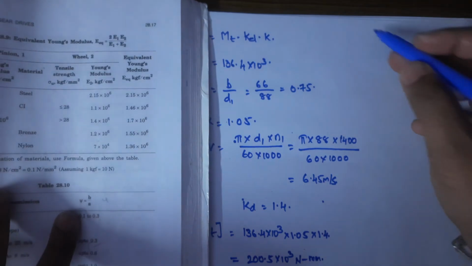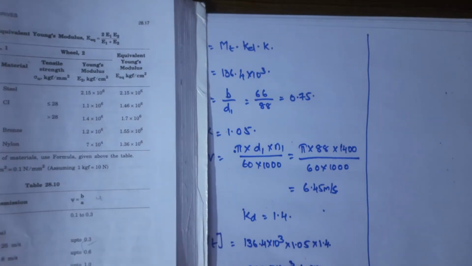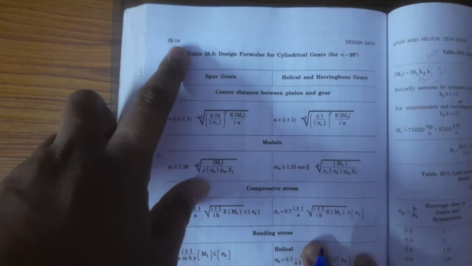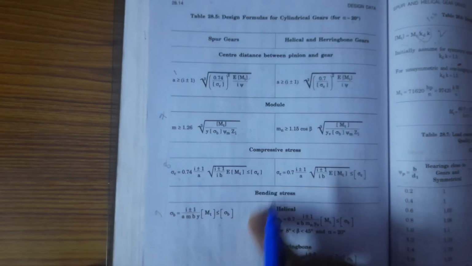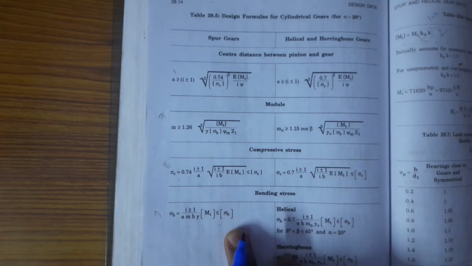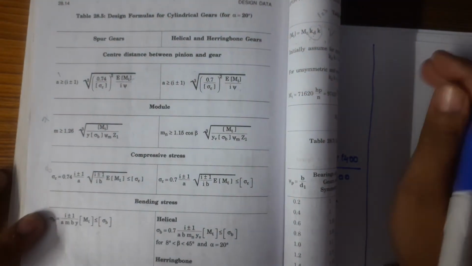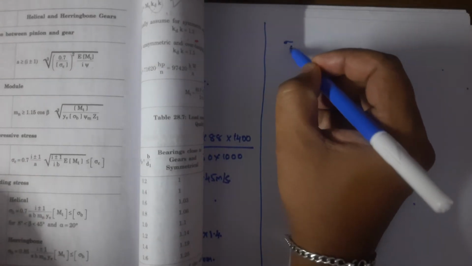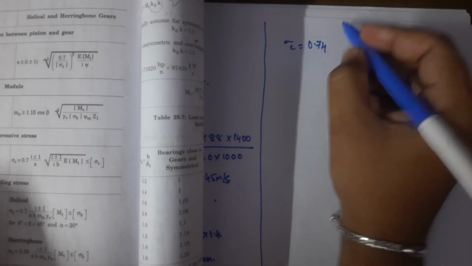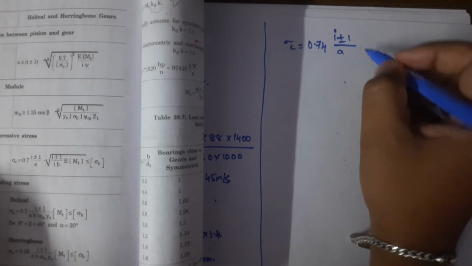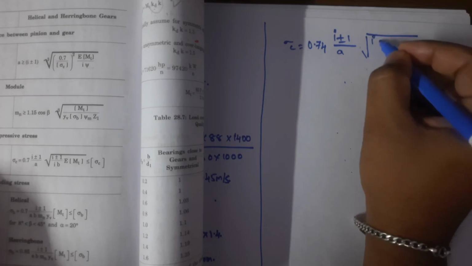Okay, so the next step is checking the induced compressive stress and bending stress. The induced compressive stress and bending stress can be calculated from the page number 28.14. You can find two different formulas, that is compressive stress and bending stress. So the induced compressive stress sigma c is equal to 0.74 into i plus or minus 1. So plus is for external gearing and minus for internal gearing. Remember that one also.